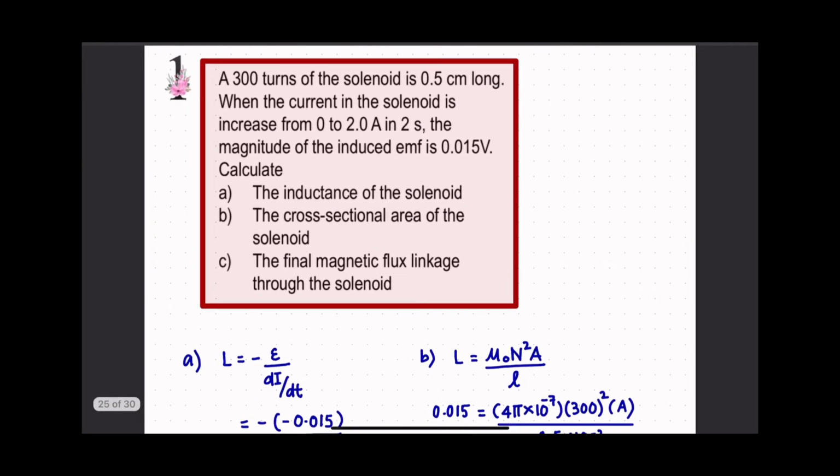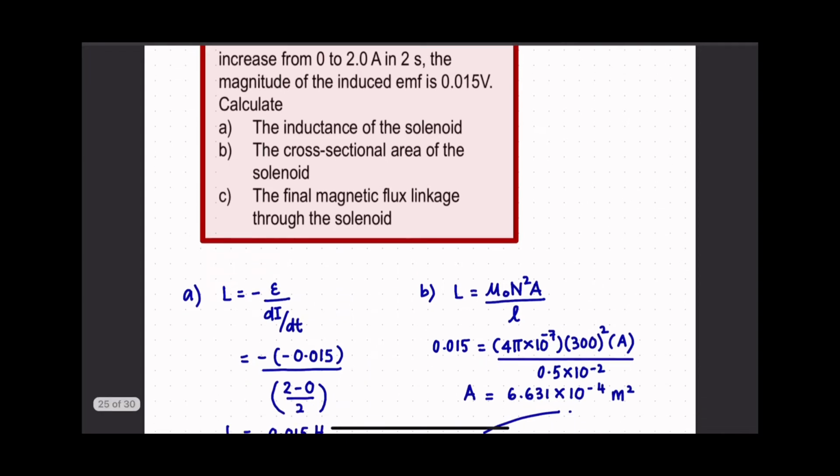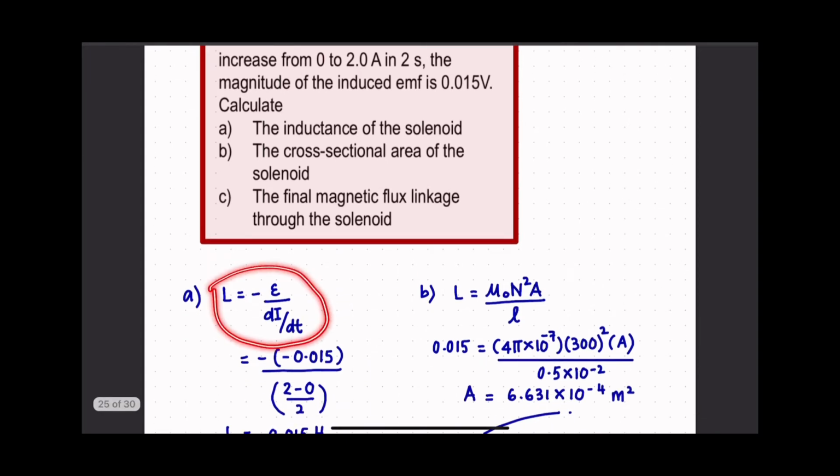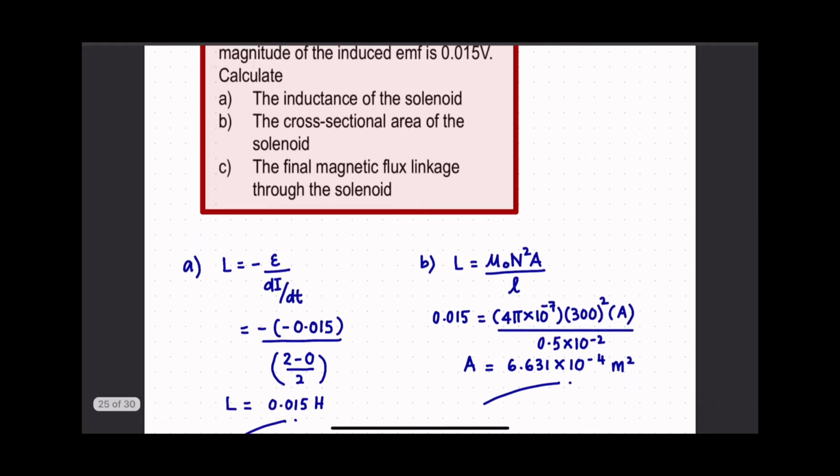We have a solenoid with 300 turns, 0.5 cm long. When the current in the solenoid is increased from 0 to 2 ampere in 2 seconds, the magnitude of induced EMF is 0.015 volt. Calculate the inductance of the solenoid. So the formula for the inductance of the solenoid, L is equal to negative induced EMF over di per dt. Do you see what I put here? I put a negative. Why did I put a negative there?